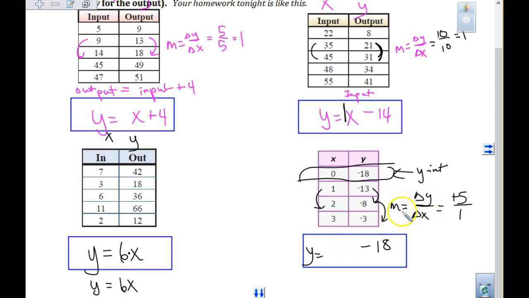What did I get for m? So I'm going to have y equals, let's see what we got for our slope here. We're adding 5, so 5x, and then the minus 18. Could I have plus a negative 18? That's the same as minus 18. So I would take either one of these two answers as you are looking. Okay?